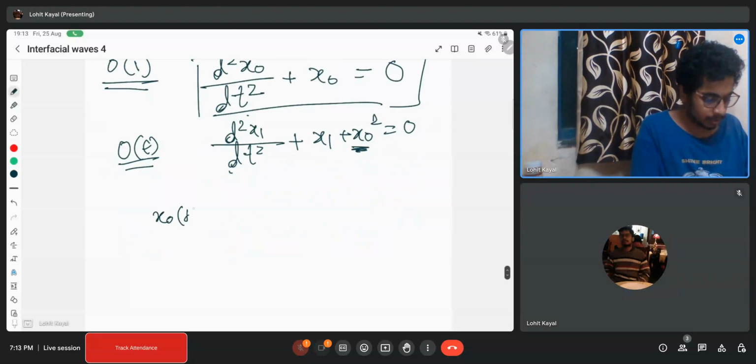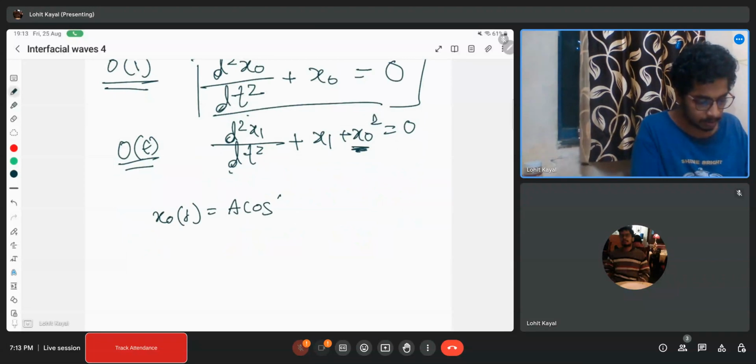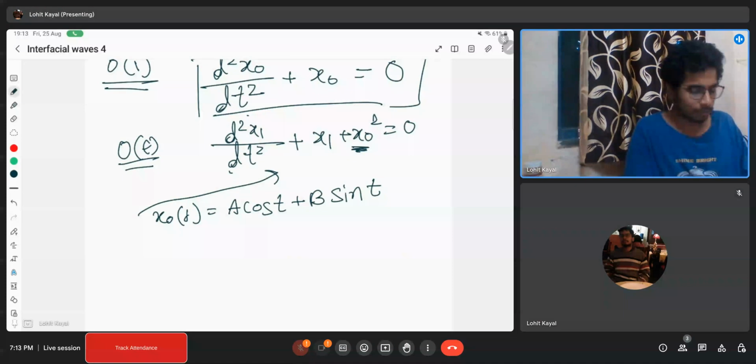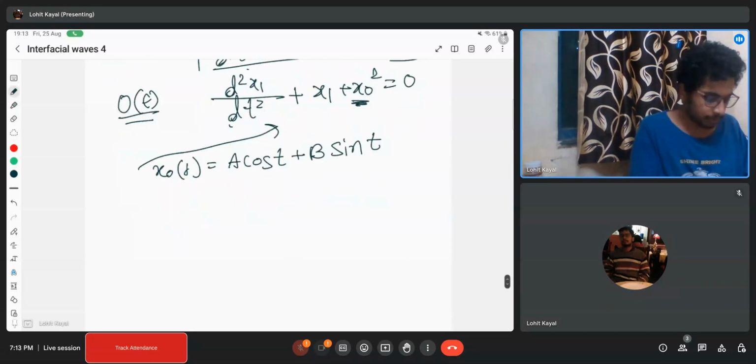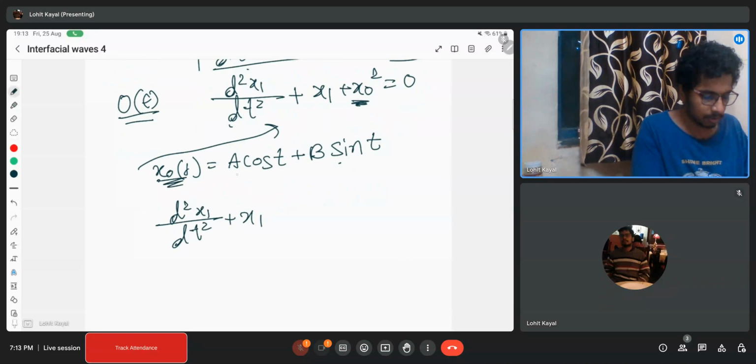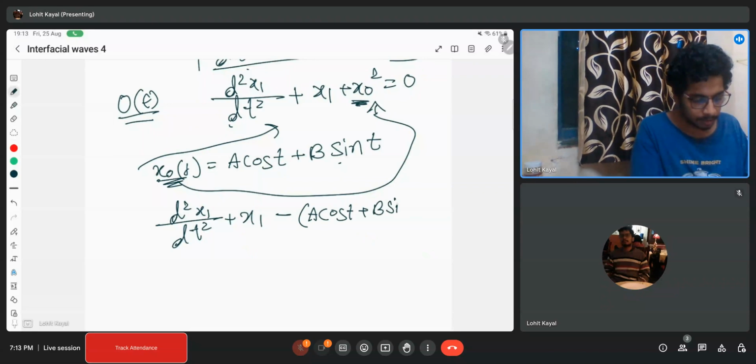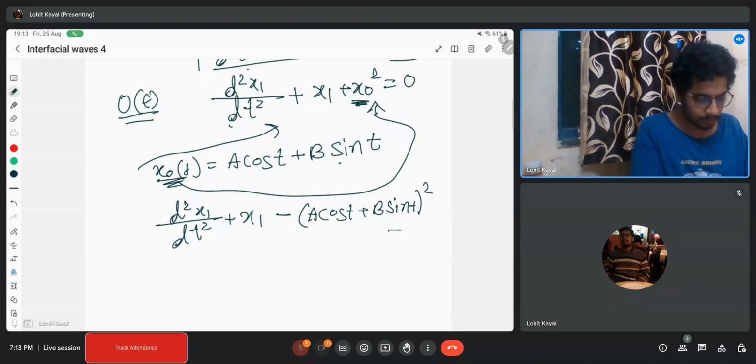x0(t) is some a cos t + b sin t. We can specify some initial condition, but for now let's just keep it general. Now we can easily substitute it here and find the solution. So it will be d²x1/dt² + x1 + (a cos t + b sin t) whole squared = 0.